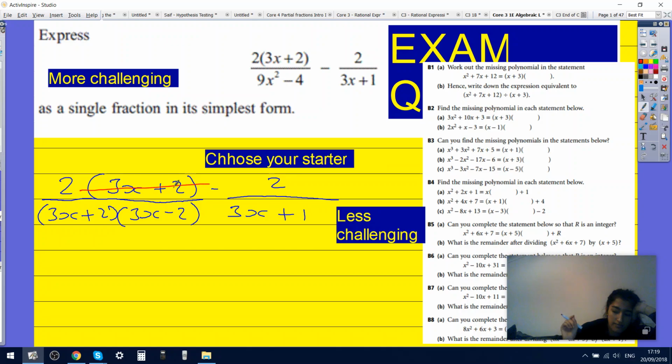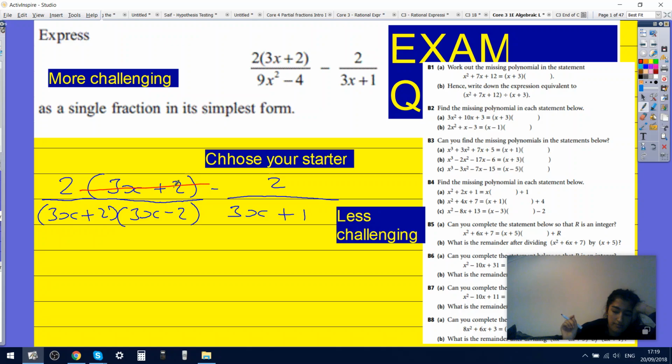So this question could be challenging if you had multiplied this by 3x plus 1 and you had multiplied the 2 by 9x squared minus 4. You could bring them together, fully expand, fully factorize, and then at the end cancel out the 3x plus 2 over 3x plus 2. It's easier if you fully factorize everything at the beginning and then simplify. Right away you get rid of some of the factors.